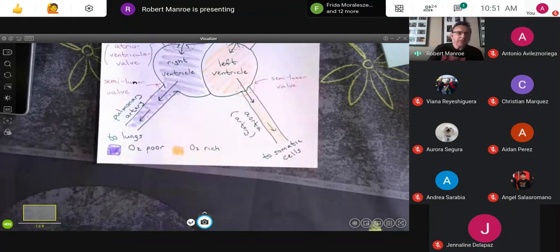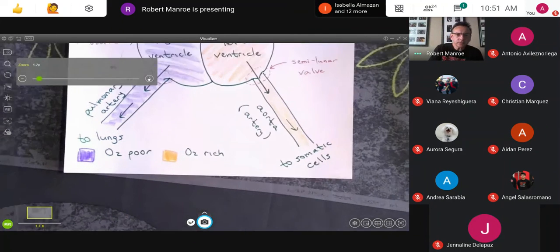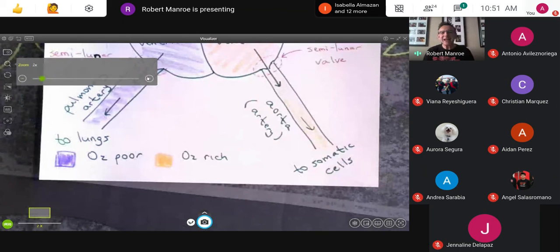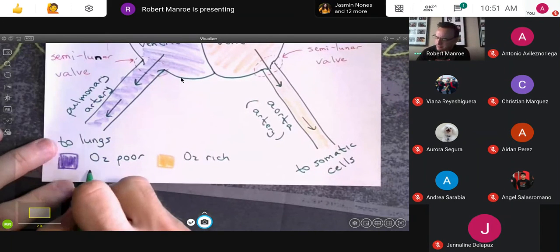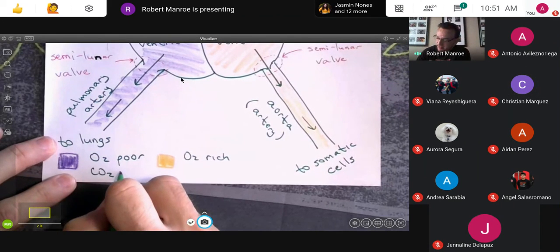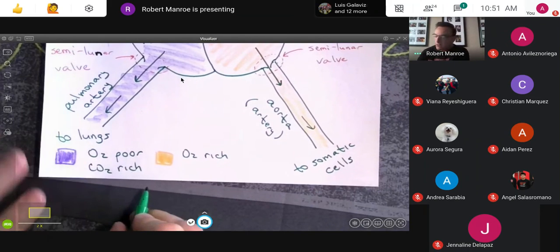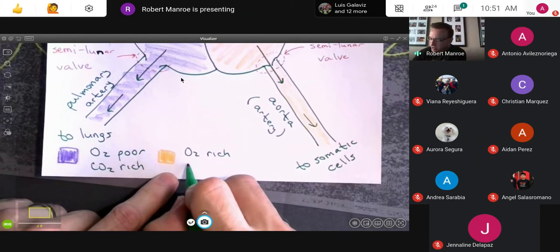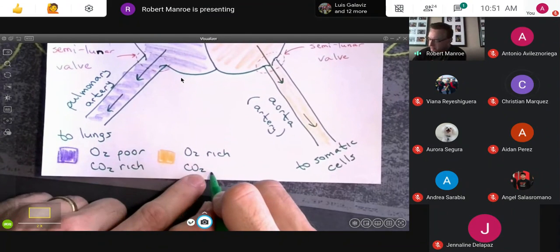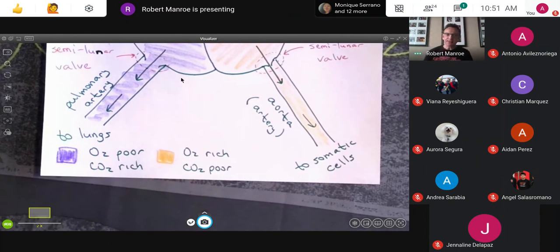All righty, one last thing. If the blood is oxygen poor, what is the carbon dioxide content? High? Yes, it's rich, you bet. Whereas if it's oxygen rich, it is CO2 poor. Boom, just like that. And that is a really good place to stop.